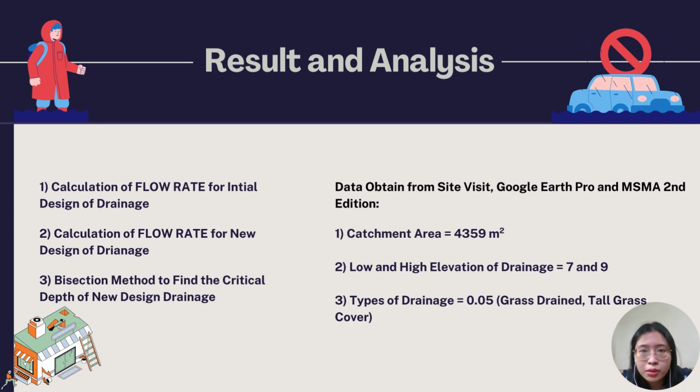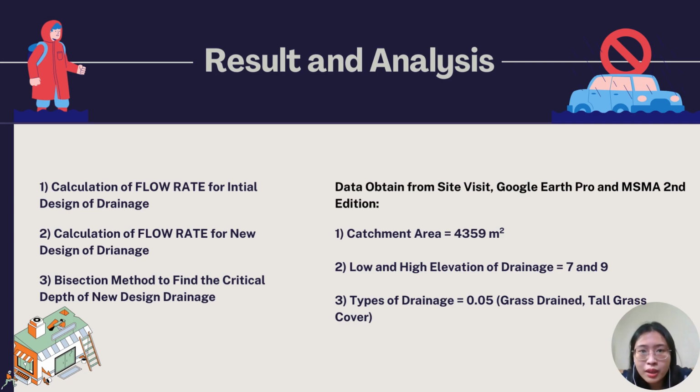And here we will be showing how we do the calculation for the flow rate for the initial design and also the final design of the drainage. And we will be showing how we use the bisection method to find the critical depth for the new design drainage. There are several data obtained from the site visit, Google Earth Pro, and also the MSMA, which I have mentioned in the methodology part just now.